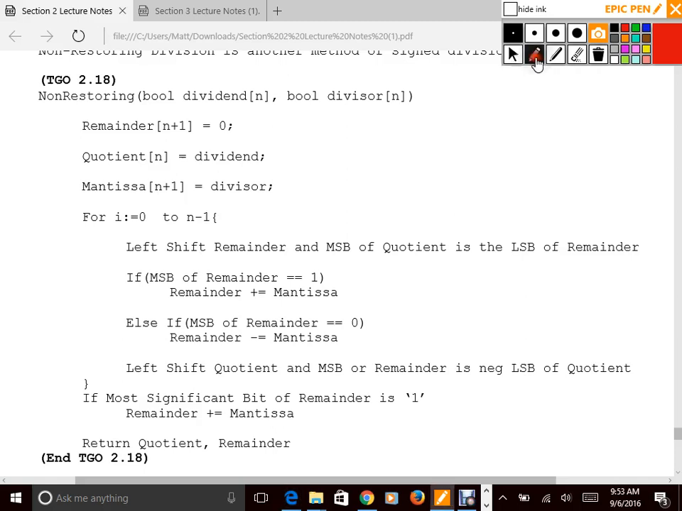So we do the same thing. First 3 stages are the same, exact same. And then we get 4 iterations, in this case when n is equal to 4. First step, we do the exact same thing. Left shift the quotient, and the most significant bit of the quotient becomes the least significant bit of the remainder. So here, what we're doing instead is, if the most significant bit of the remainder is 1, we're going to add the mantissa. Else, if the most significant bit of the remainder is 0, we're going to subtract the mantissa.